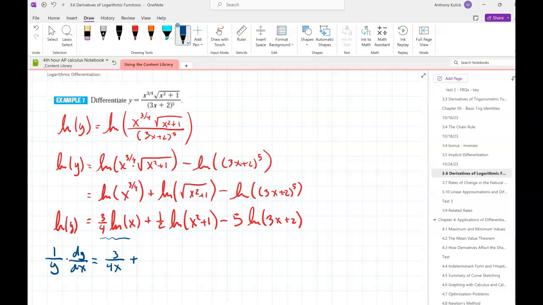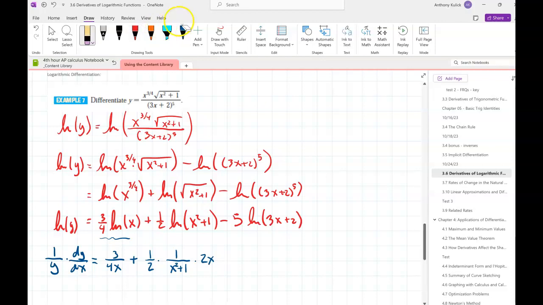1 over 2x squared plus 2. 1/2 times 1 over x squared plus 1 times 2x. Right, we have the derivative of the outside times the derivative of the inside. And then the 1/2 just pulled out front, right? Okay. How about the next one?